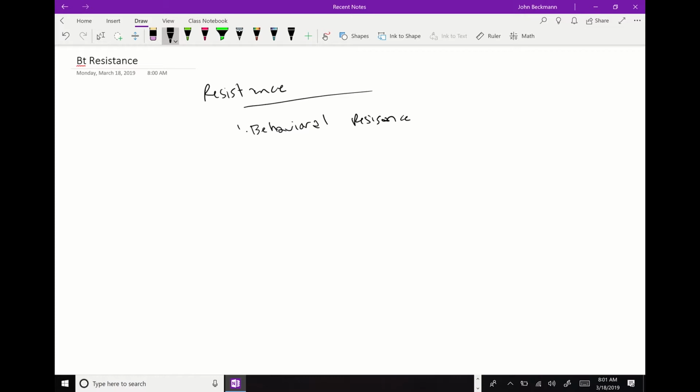What would be an example of behavioral resistance? They avoid the field. Okay, if you didn't hear that, he said the insects learn to avoid the field. What would go into that in more detail? Like how would they learn to avoid the field?